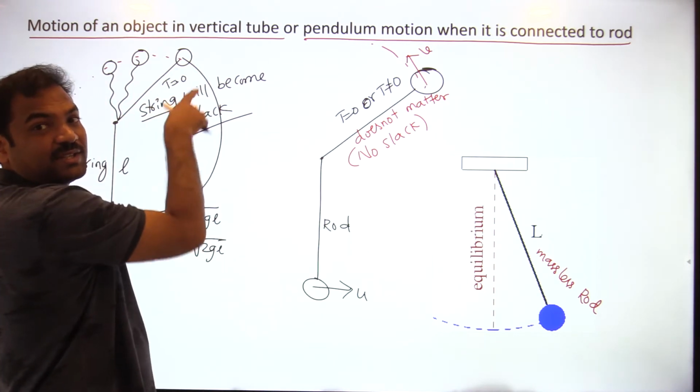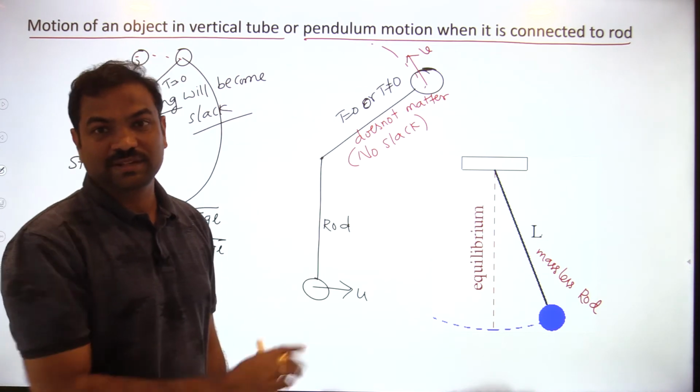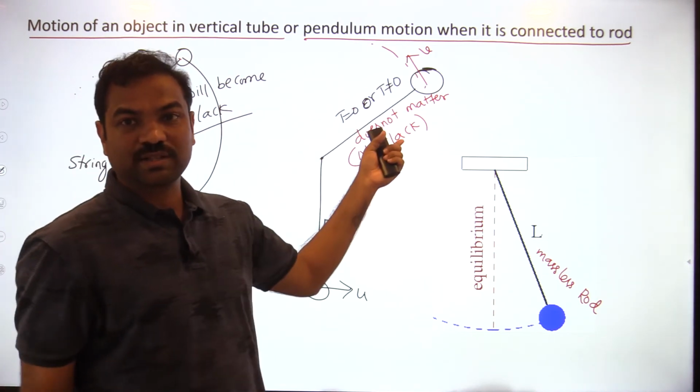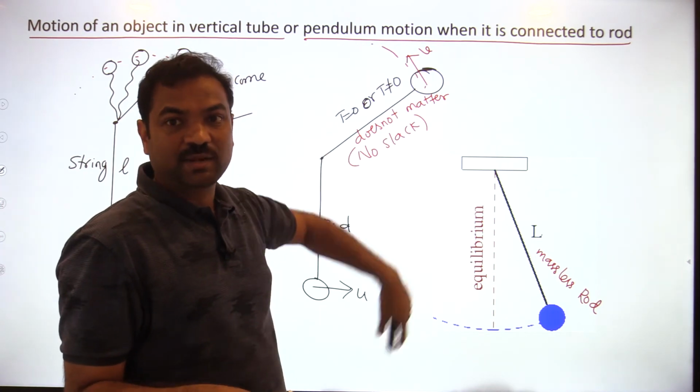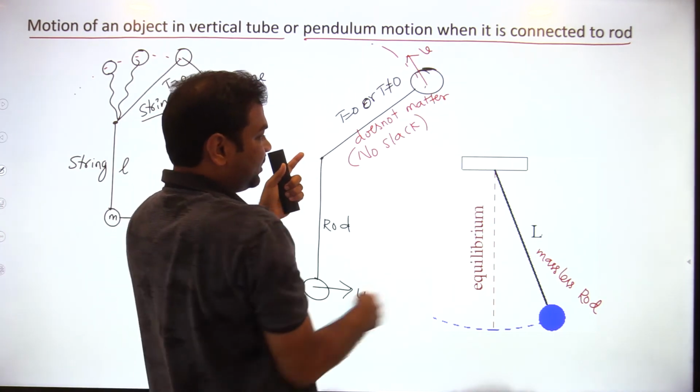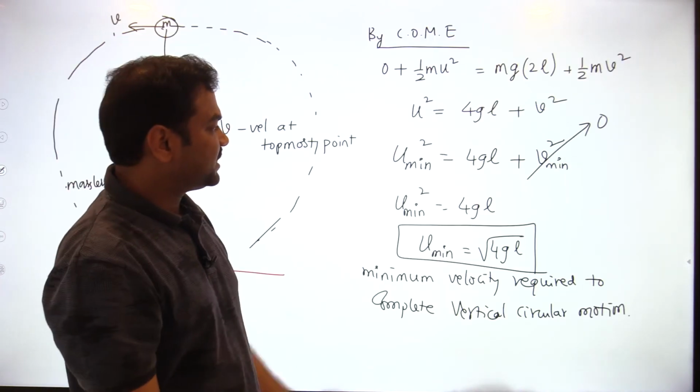If tension is 0, it won't continue in the circular path. It will leave the circular path. As it is a rod, there is no question of it going loose or slack, so leaving the circular path is not there. If velocity is 0, it will come back. So the same case here also.